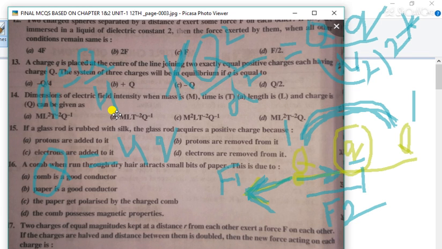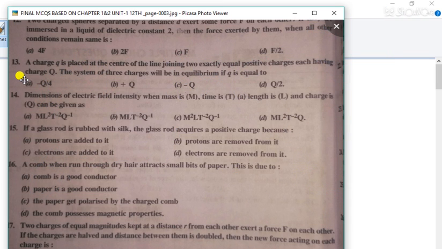So this will be the answer, but the sign of this center charge will be negative, because only then there will be two forces in opposite directions. So I hope this question is clear to you. You can take a screenshot and read the statement again if this question is not clear to you. So its answer will be option number A, minus q by 4.